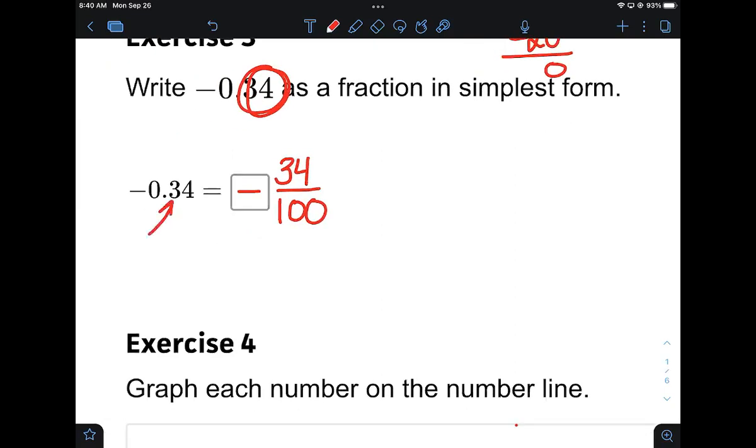So I got the 10ths column and I got the 100ths column. Because it has 2 decimal places, I'm going to put 2 zeros after the 1. If I had 3 decimal places, I put 3 zeros after the 1. And so this is negative 34 over 100. Luke, you have a question?